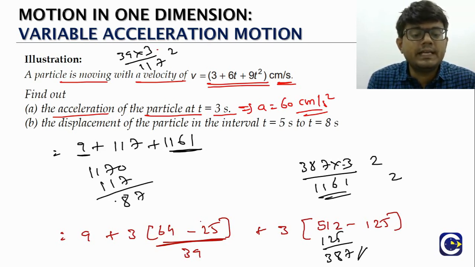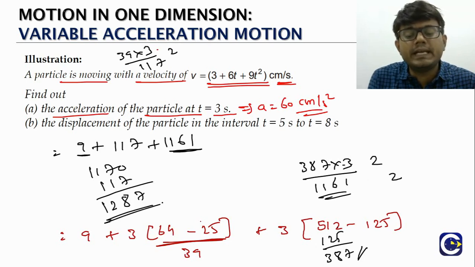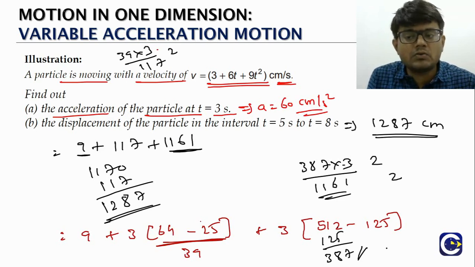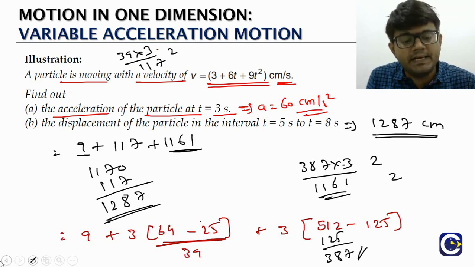So 1170 plus 117, that is 1287. So the displacement is what? 1287. Remember, the unit will be in centimeters. We can say 1287 centimeters or 12.87 meters, whichever it is.